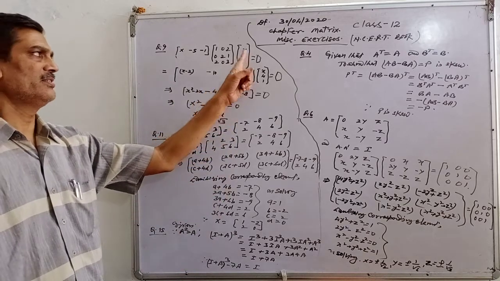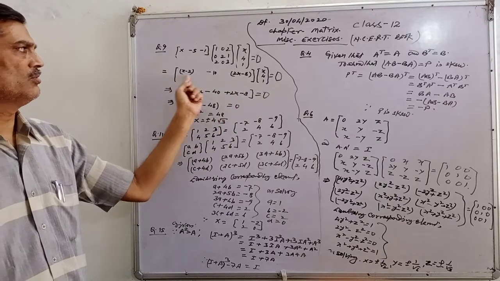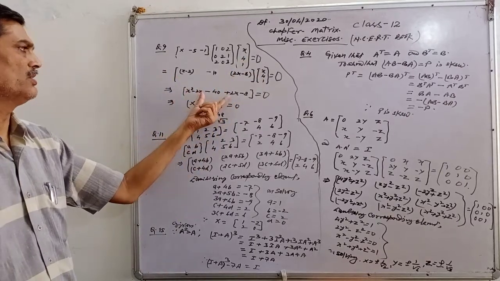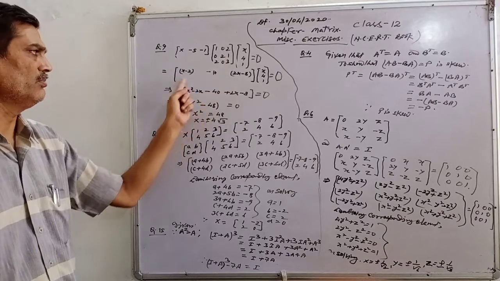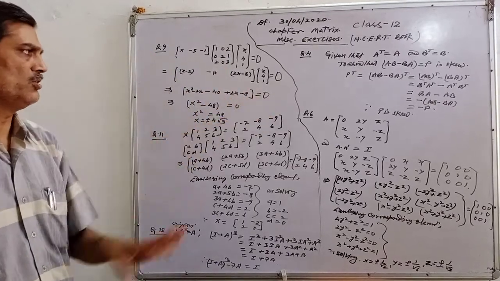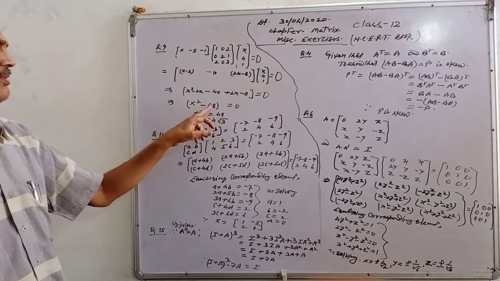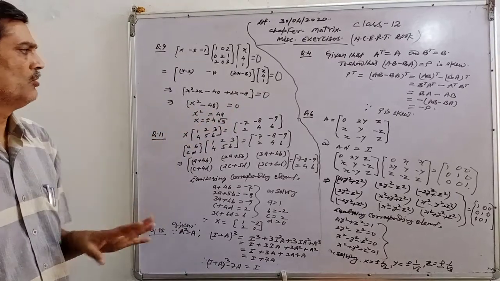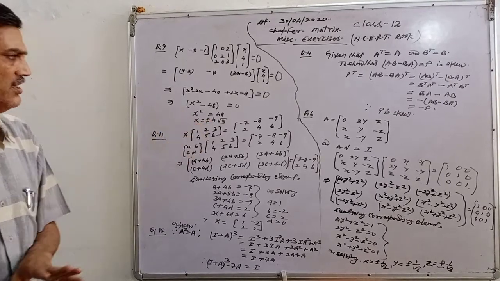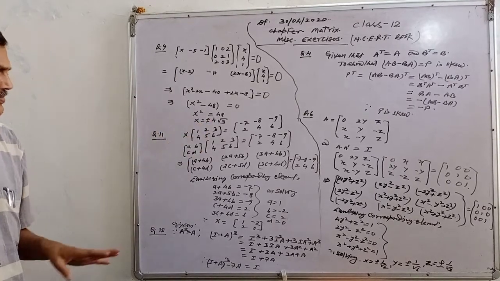And the third matrix is this. Now this is a row and column matrix. So after multiplying, you will get a single element, row into column, this thing. This whole thing, a single element, is equal to 0. So x square minus 48 is 0. Then x is equal to plus minus 4 root 3. This is the value of x.